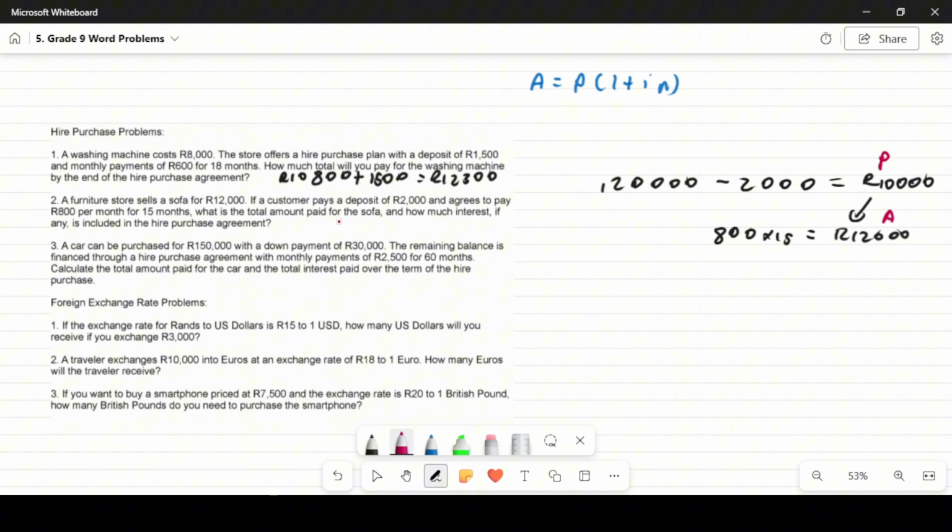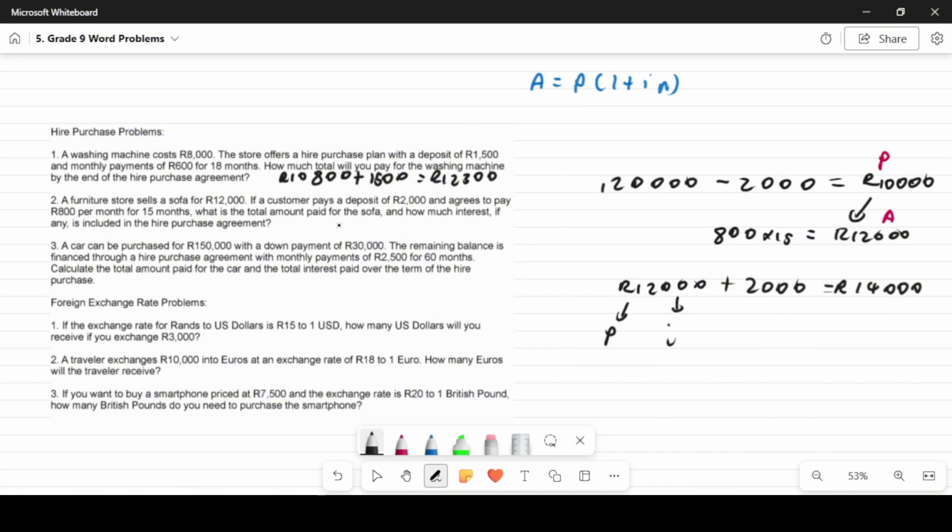So they ask you what is the total amount paid towards the sofa and how much interest, if any, is included in the hire purchase agreement. So what is the total that you paid? The total that you paid is the 12,000, right? In this 12,000, you have your loan amount plus your interest, plus the 2,000 that you paid. So a total of 14,000 Rand you paid to buy the sofa. And it makes sense because it's a 12,000 Rand sofa, you paid 14,000 Rand.